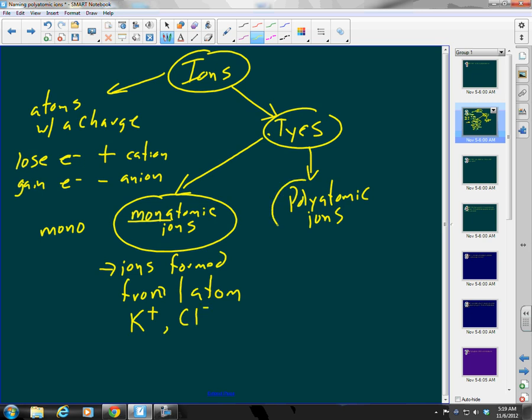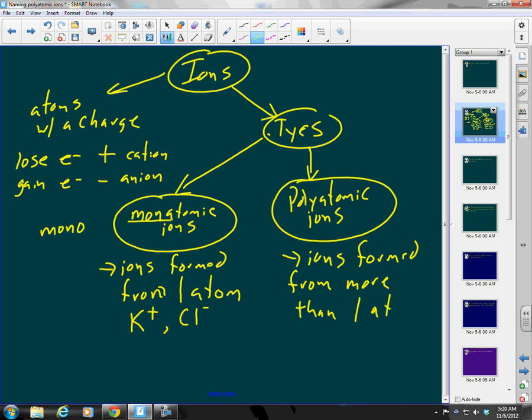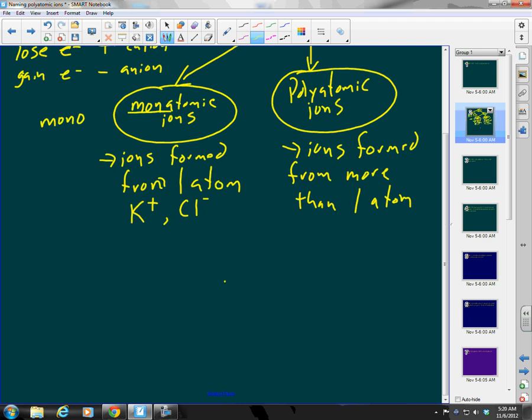And then we have polyatomic ions, which are ions formed from more than one atom. Polyatomic ions are things like SO4 2 minus. Now, what does that mean? That means I have an SO4 that is covalently bonded, and the whole thing has two extra electrons.